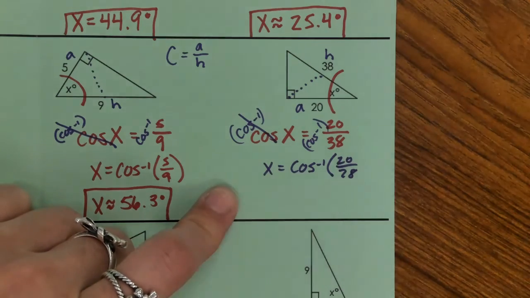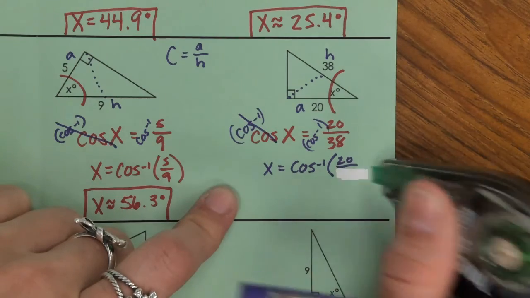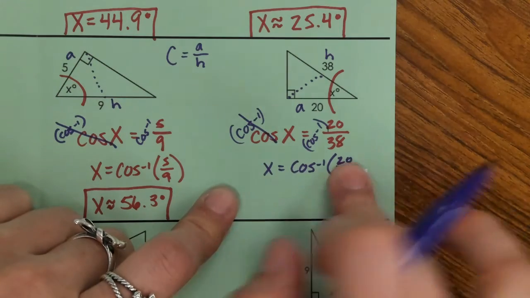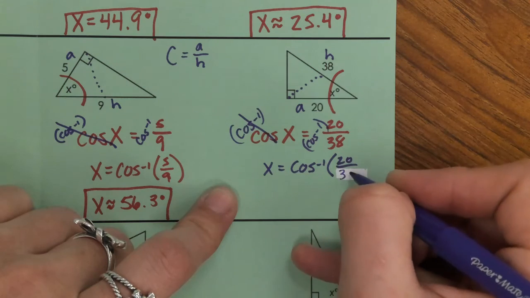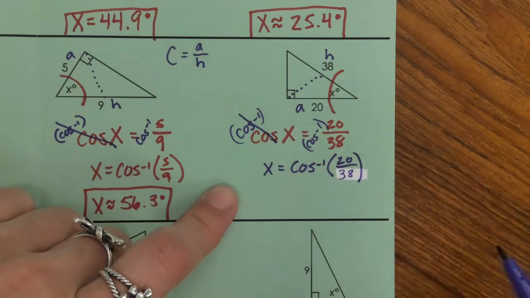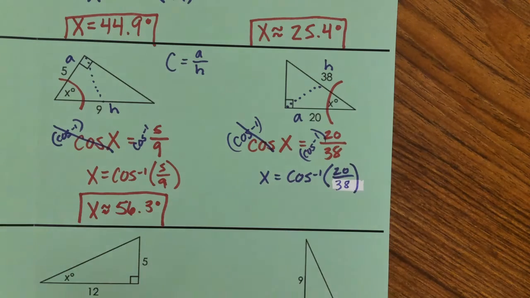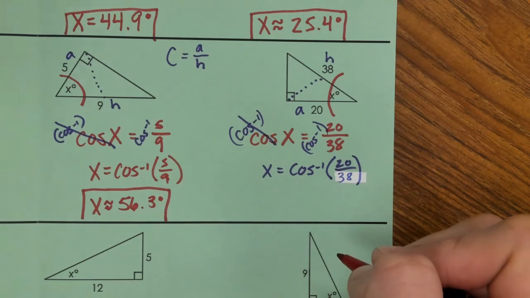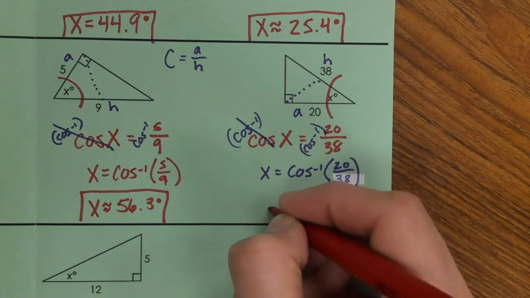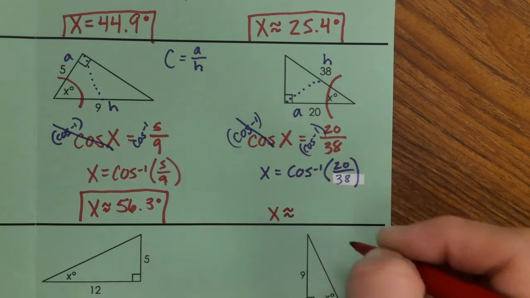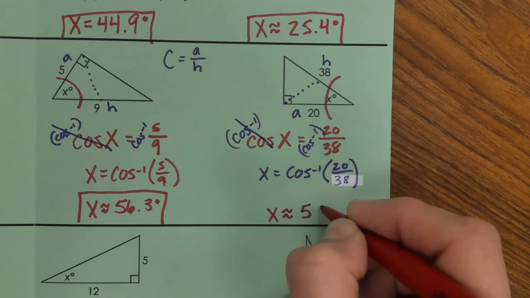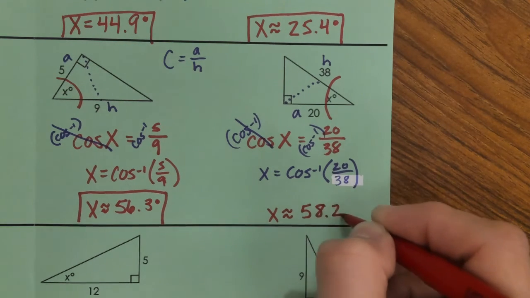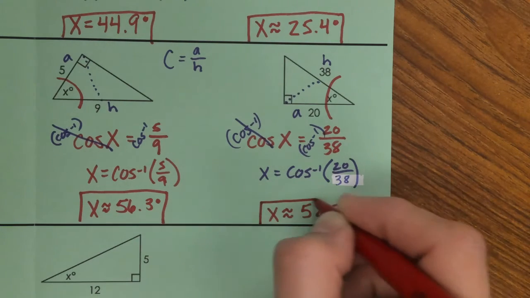Pause it. If you needed help setting it up, that's fine. Now you need to put it in your calculator by yourself. Practice that calculator because we cannot help you on your quiz nor your test. Okay? So now that you're done pausing, solving, and resuming, we're going to find out that our missing angle is going to come out to approximately 58.2 degrees.